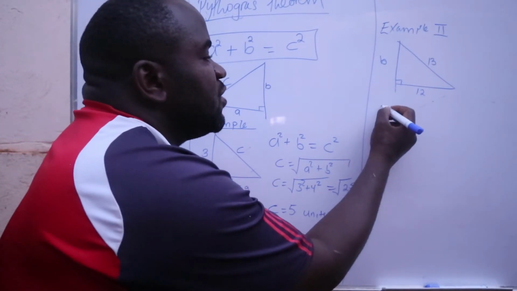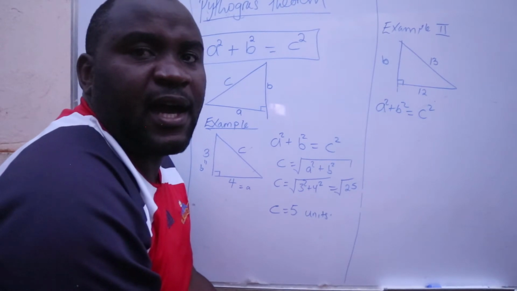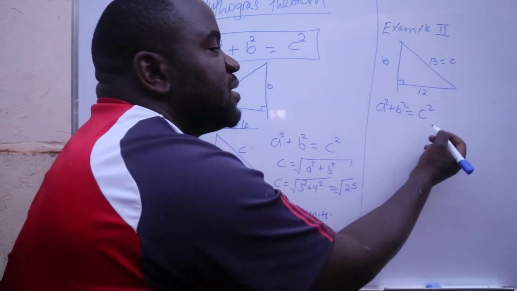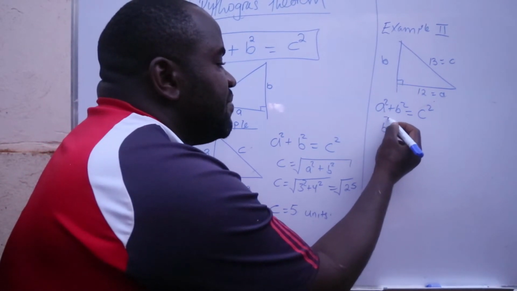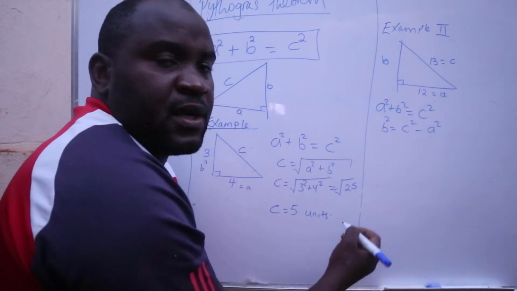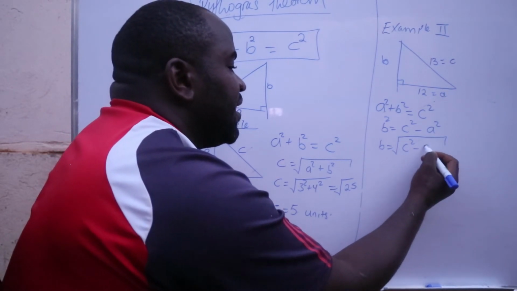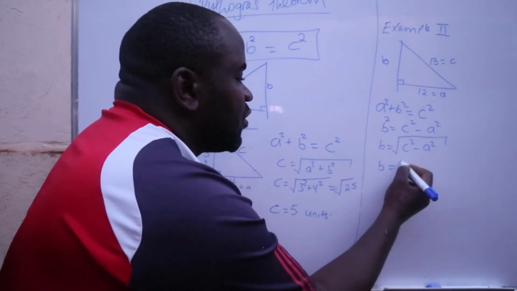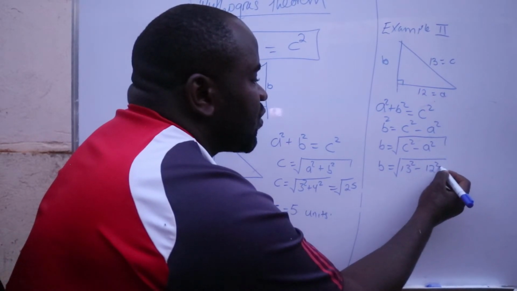With this, you can still use the theorem whereby A squared plus B squared is equal to C squared, and with that you can assume that the 13 is the longest side, which is C, and 12 is one of the smaller sides, which is A. Consequently, B squared is equal to C squared minus A squared. When you substitute, you'll have B is the square root of C squared minus A squared, so B is equal to the square root of 13 squared minus 12 squared.